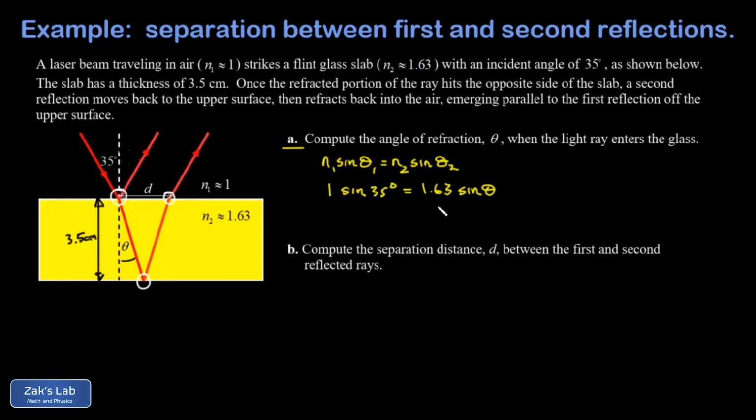So we divide by 1.63 and invert the sine function. And this gives me a refracted angle of 20.6 degrees. Now in part B, we want to get that horizontal separation between the two reflections emerging from the glass.